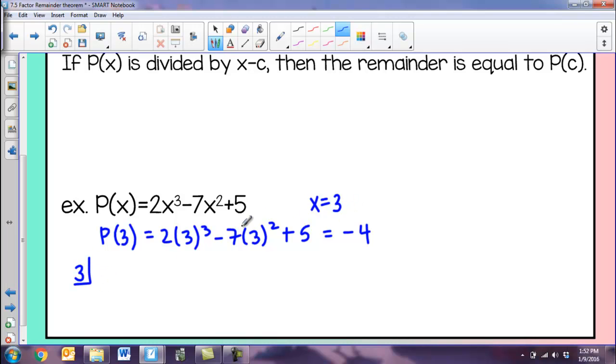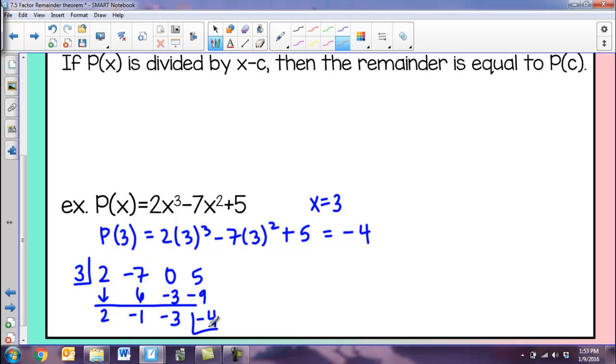Since we're using x equals 3, we're going to put 3 in our box, and then we're going to write our synthetic division out. So again, we have my coefficients that go down: 2, -7, there is no x term so there's 0, and then 5. Pull down your 2, and then multiply. So that's 6, -3, -9, add it up, and then we get -4. And so we find out that my remainder and that point where I evaluated are the same thing. So that's just kind of proving that it's the same.